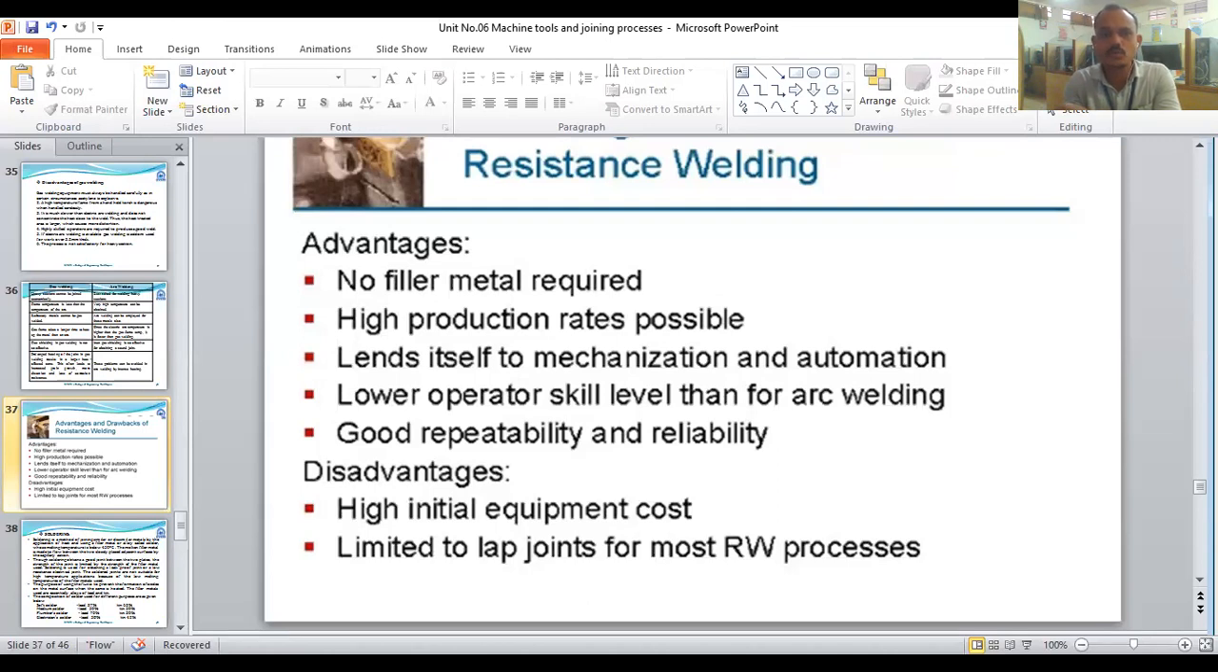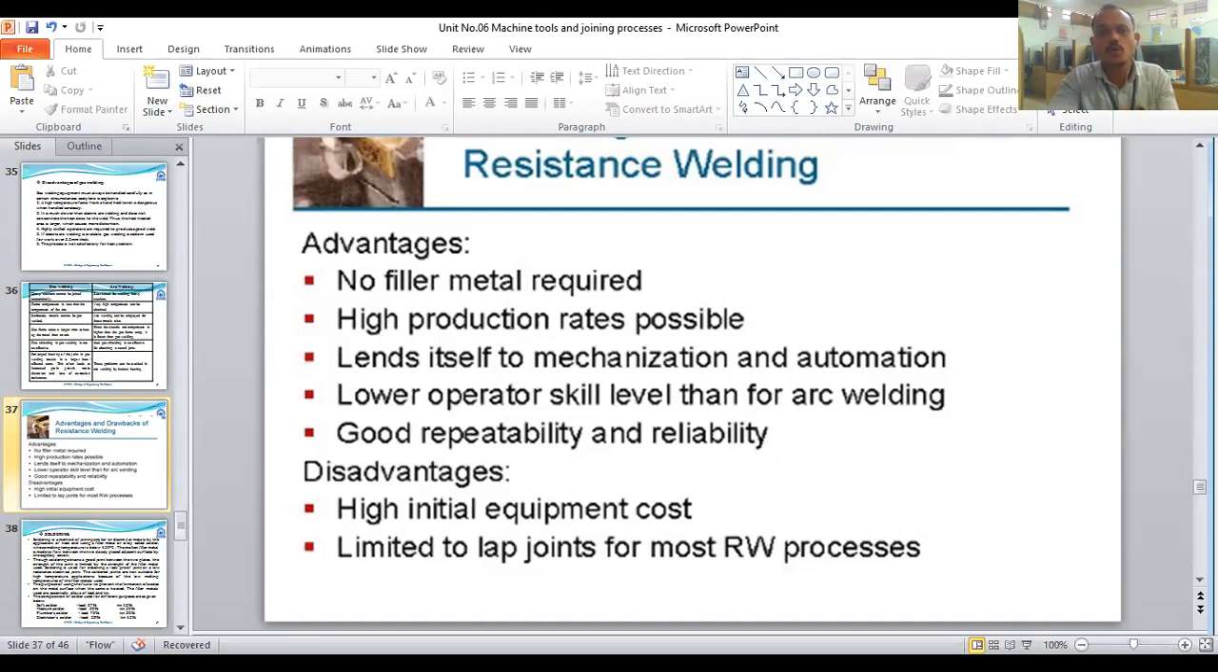It lends itself to mechanization and automation. For example, if we have to join sheet metal and spot weld at certain points, we can automate that in the machine or process. But for arc welding, it is not possible. It requires manual operation.